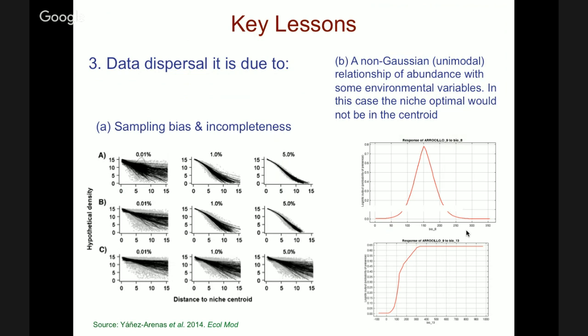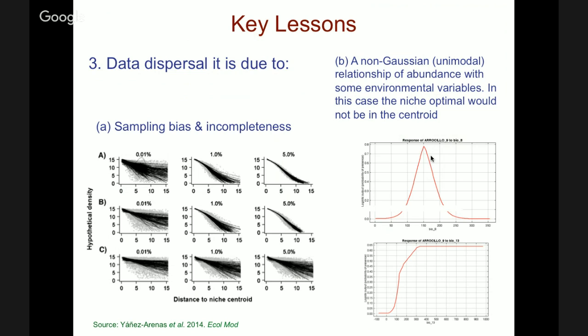This is true when the relationship between, or the response curve of the species to the environmental variables follows this Gaussian bell-shaped distribution. But there are instances in which the optimal for the species is not towards the mean or the center of the environmental gradient.